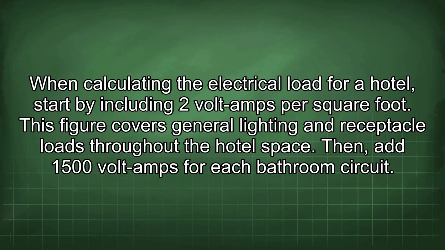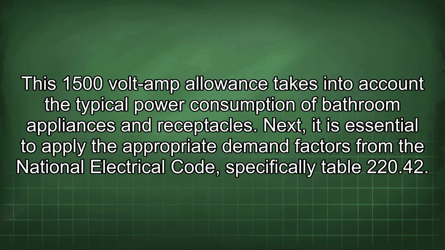When calculating the electrical load for a hotel, start by including 2 volt amps per square foot. This figure covers general lighting and receptacle loads throughout the hotel space. Then, add 1500 volt amps for each bathroom circuit. This 1500 volt amp allowance takes into account the typical power consumption of bathroom appliances and receptacles.